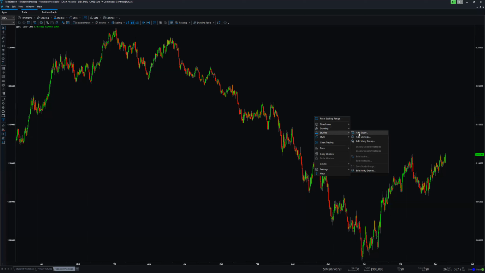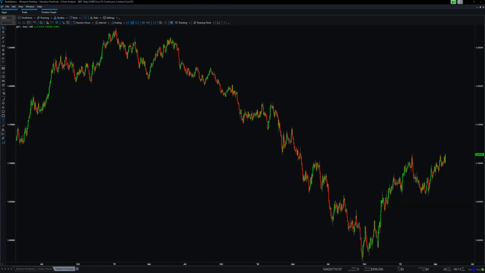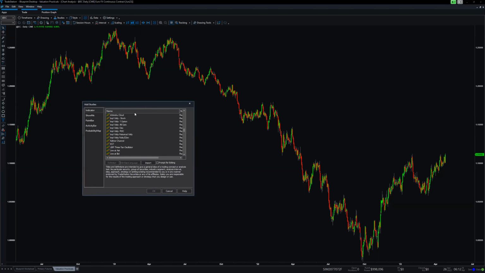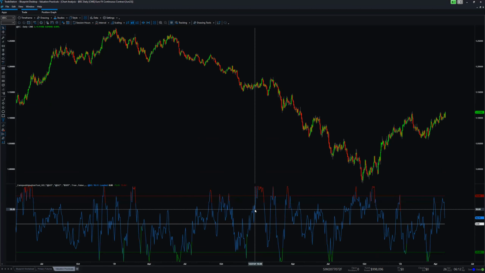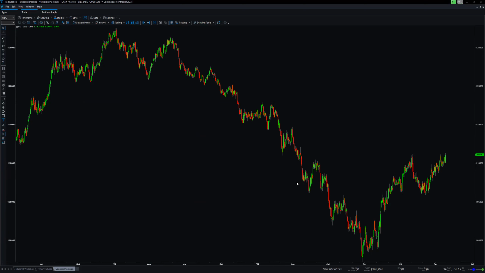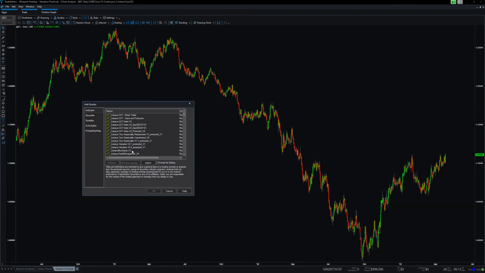And so I'm going to add our study here, our campus valuation. This is the one that I'm going to use now. Studies, add studies, campus valuation 2.2.